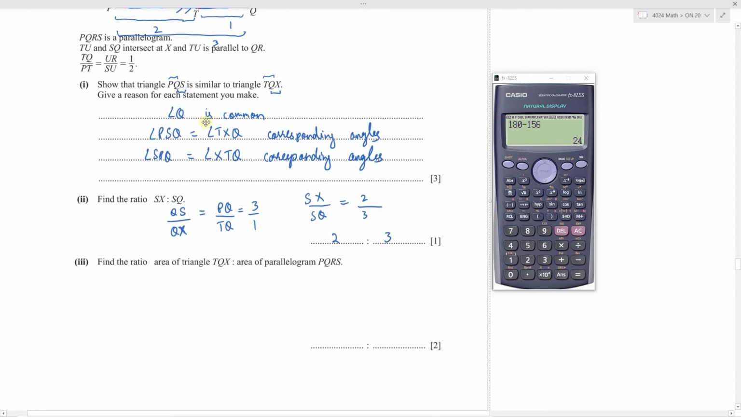So let's first find the ratio of the area of these 2 triangles that are similar. Area of the smaller triangle, which is TQX, divided by the area of the larger triangle, which is PQS.